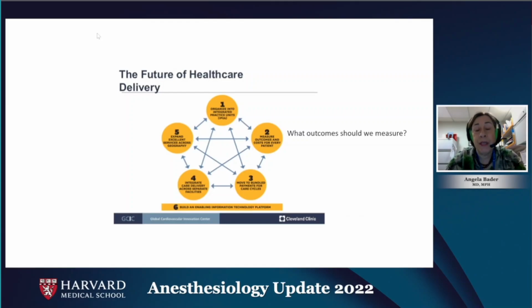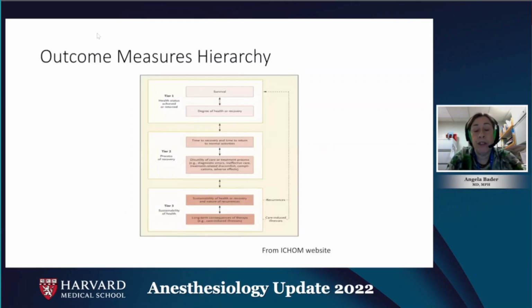How do we define the numerator of the equation? Michael Porter's group at Harvard Business School started an organization called ICHOM, which is an international consortium of health outcomes measurement. These things are free on the web for everyone to take advantage of, and they are defining an outcome measures hierarchy for certain conditions.